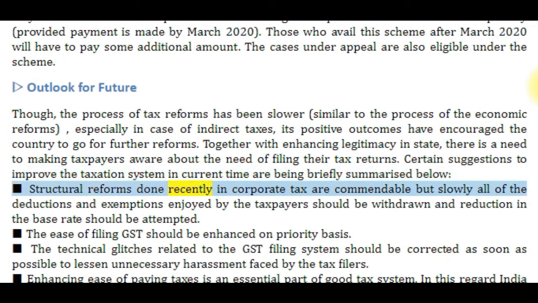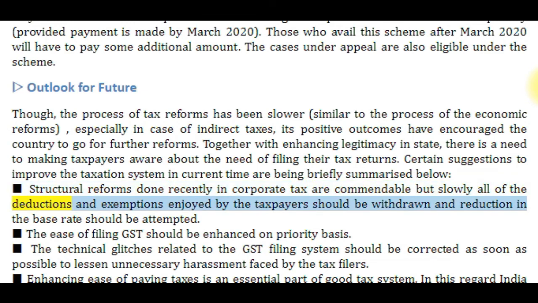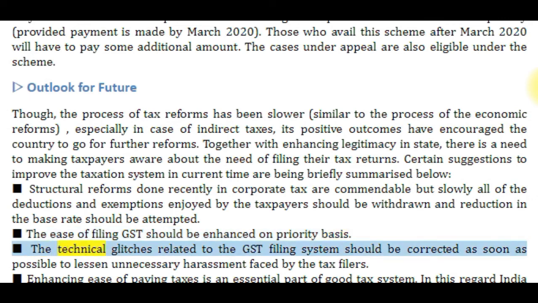Structural reforms done recently in corporate tax are commendable, but slowly all of the deductions and exemptions enjoyed by the taxpayers should be withdrawn and reduction in the base rate should be attempted. The ease of filing GST should be enhanced on priority basis. The technical glitches related to the GST filing system should be corrected as soon as possible to lessen unnecessary harassment faced by the tax filers.